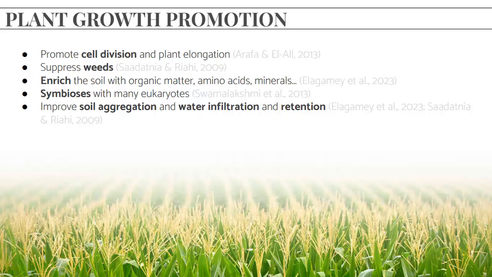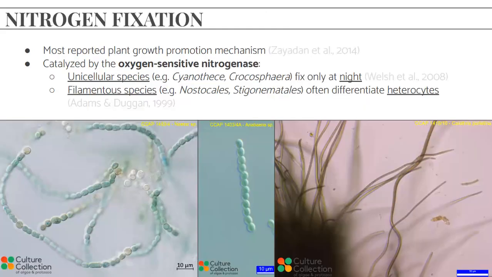How cyanobacteria help plant growth promotion is by promoting cell division and plant elongation. They can also suppress weeds. They enrich the soil, have many symbioses with plants, and improve soil aggregation, water infiltration, and rotation. Nitrogen fixation is the most reported plant growth promotion mechanism. It is catalyzed by the oxygen-sensitive nitrogenase, making unicellular cyanobacteria fix it only at night typically, and filamentous species often differentiate heterocytes.